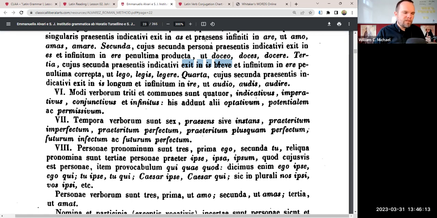Brief, yeah, brief. That's a good translation. Brief, okay, or short. It means short. So the third conjugation ends in -is breve. So the I in -is is short.